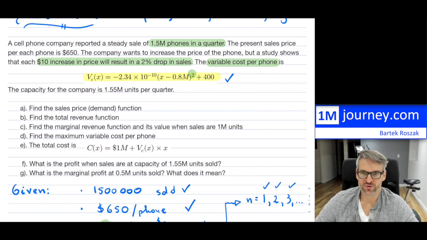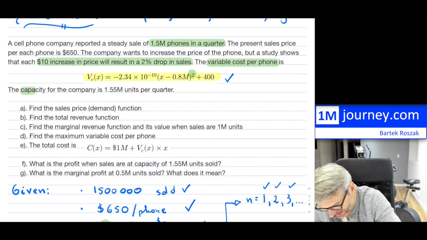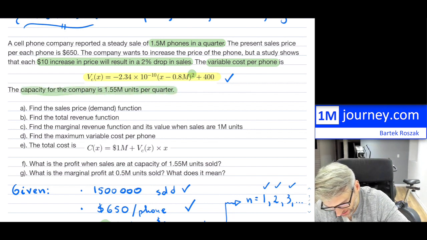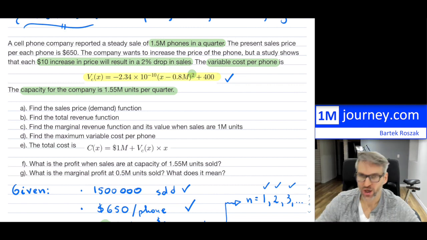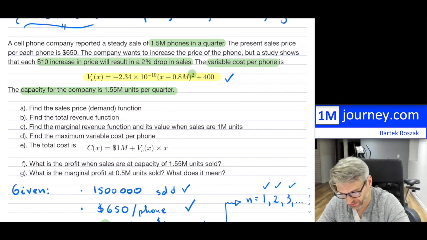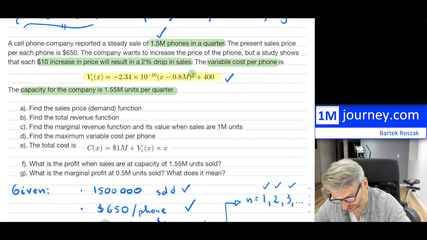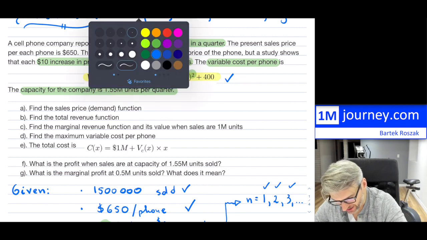So it looks like it's some quadratic function that we have. Now, they do also mention a capacity in each quarter. Capacity means the maximum number of units that you can sell. It's telling me 1.55 million. So we're basically very close to the peak here. We don't have a lot of room to make more phones. That's fine. Now let's see what they're going to be asking me.